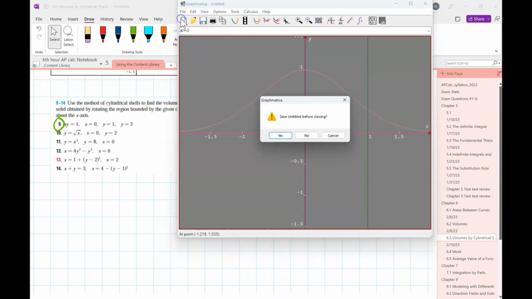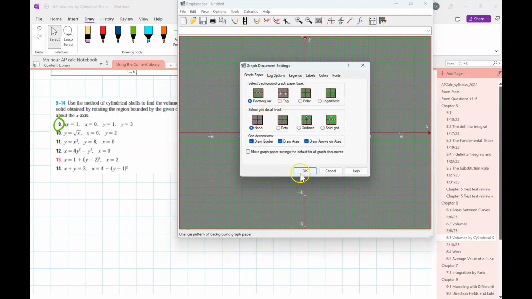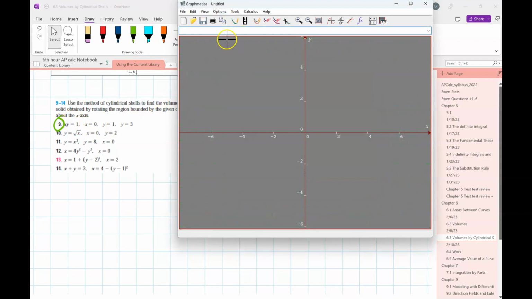Here's a quick aside. What does xy equals 1 look like? X times y equals 1. What does that look like? 1 over x. That's the same as y equals 1 over x. Yep, so that's like a hyperbola.